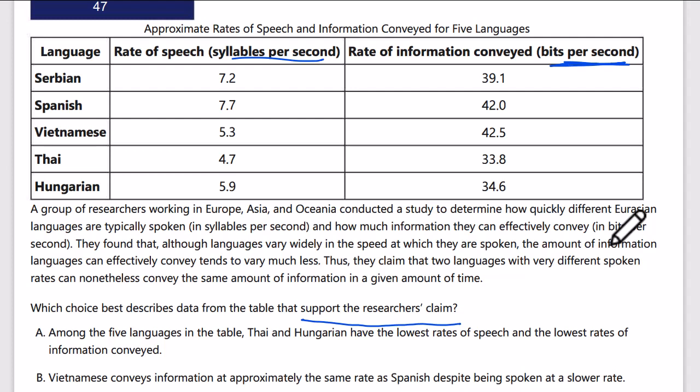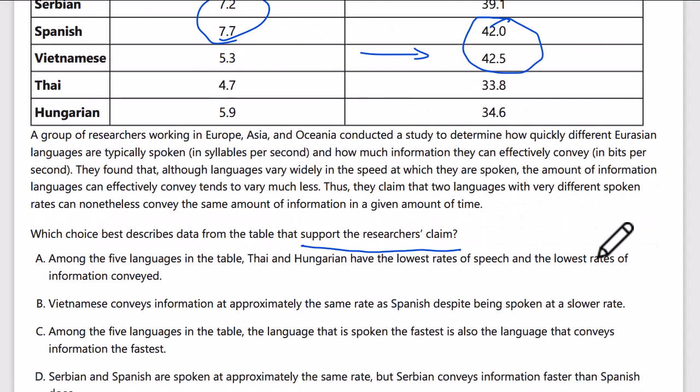The rates that are high are Serbian and Spanish, and the information that's high is actually Spanish and Vietnamese, suggesting Vietnamese has a lot more information in the amount which you speak. So, all right, let's see the ideas here. Let's read the text. A group of researchers working in Europe, Asia, and Oceania conducted a study to determine how quickly different Eurasian languages are typically spoken and how much information they can effectively convey. Okay, see that in the table. They found that although languages vary widely in the speed at which they are spoken, the amount of information they can effectively convey tends to vary much less.